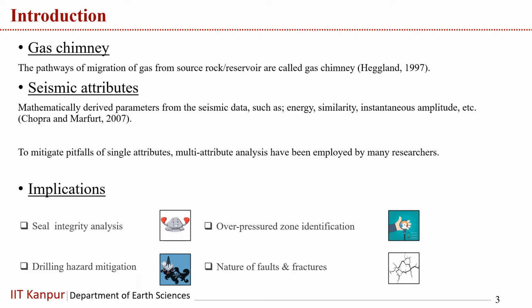So first is the gas chimney. Gas chimneys are the migration pathways created by gas that are visible in seismic data. And the source of gas migration could be source rock or a reservoir rock present, or it could be generated through secondary mechanisms as well. Now the second term is the seismic attributes, which are mathematically derived parameters that we use to get the maximum information from the seismic data. Examples include energy, instantaneous amplitude, similarity, etc.